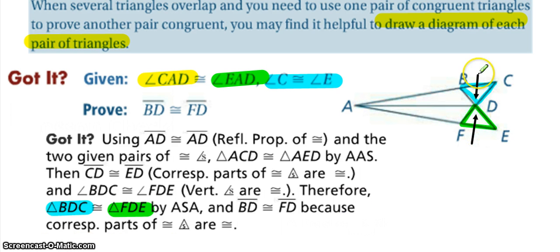Then we have vertical angles right here with BDC and EDF. And once we know that, we can prove that these 2 triangles are congruent based off angle, side, angle. And then because we have congruent triangles, we can use CPCTC to satisfy the statement that we were trying to prove.